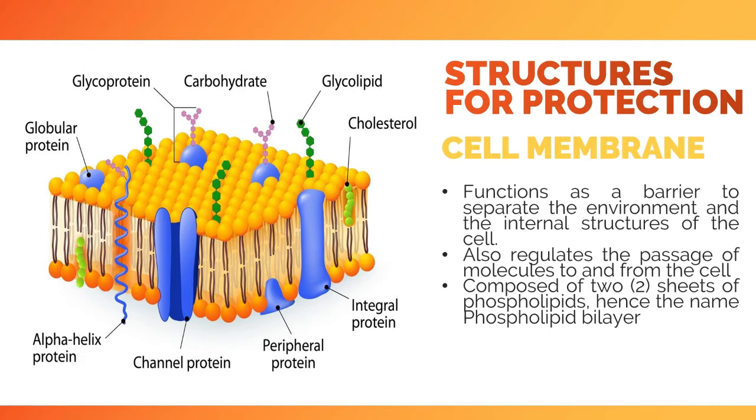The cell membrane can be found in both plant and animal cells. It functions as a barrier to separate the environment and the internal structures of the cell. Also, it regulates the passage of molecules to and from the cell. It is composed of two sheets of phospholipid, hence the name phospholipid bilayer.